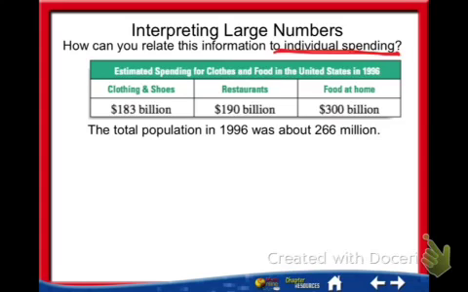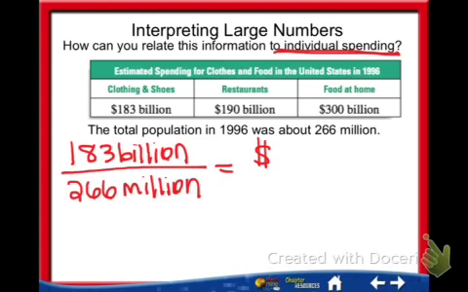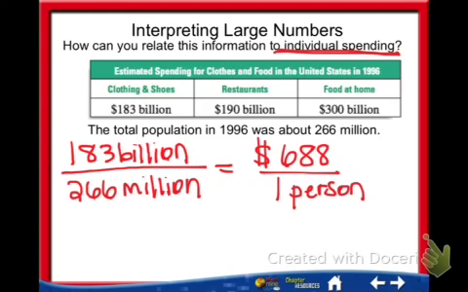Let's start with clothing and shoes. 83 billion is how much money was spent by 266 million people. I can divide these two numbers, and I'm going to get about $688 per one person. So each individual spends about $688 for clothing and shoes.